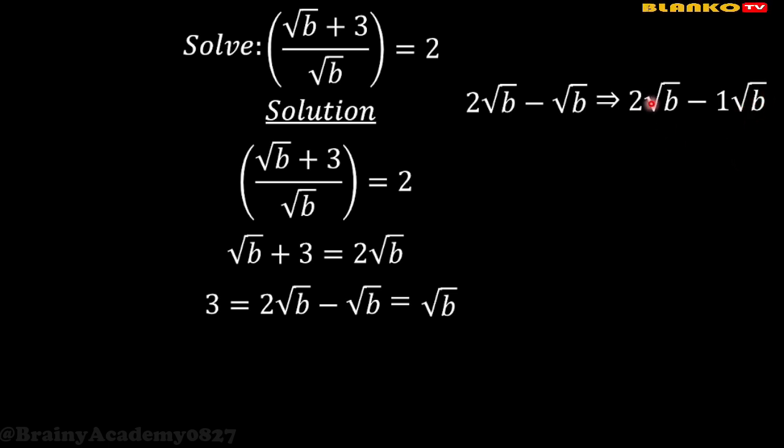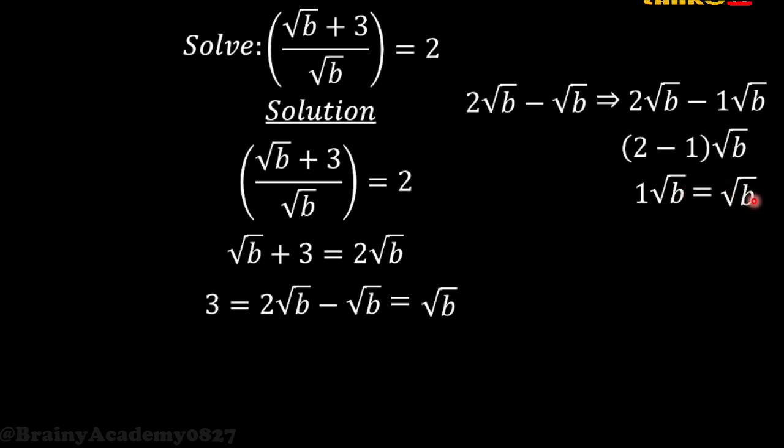I hope you understand. Alright, so let's factorize 2 times the square root of b minus 1 times the square root of b. This is going to be 2 minus 1 in the brackets times the square root of b, which is equal to what? 1 times the square root of b. Because 2 minus 1 is what? 1. Okay, 2 minus 1 is 1. So we have 1 times the square root of b, which is equal to the square root of b, because any number times 1 is that same number, okay? So 1 times the square root of b will be what? The square root of b. I hope you understand now. So 2 times the square root of b minus the square root of b is equal to what? The square root of b.